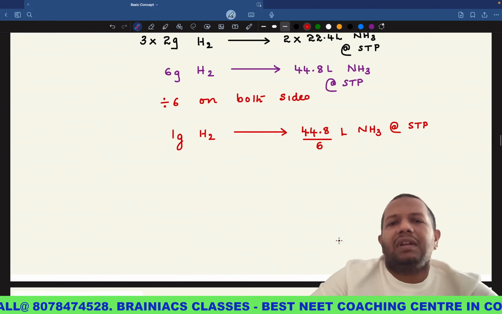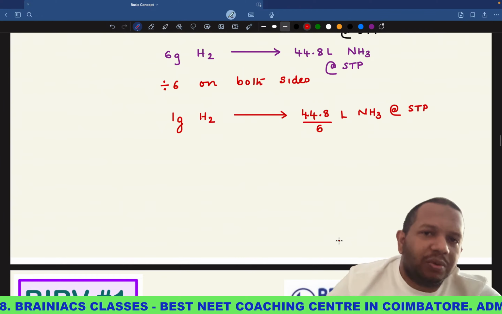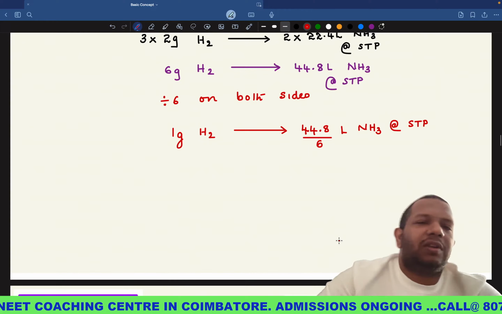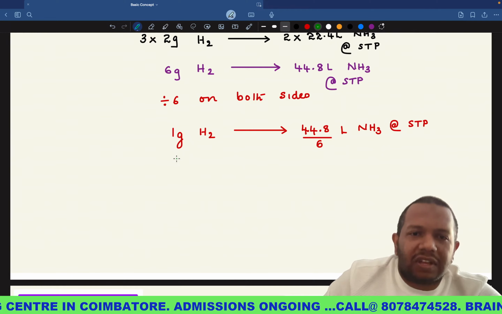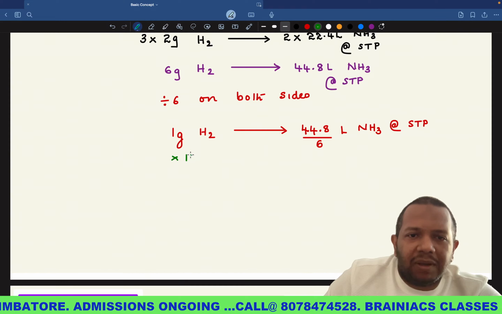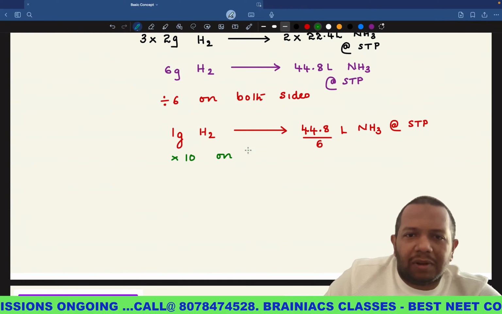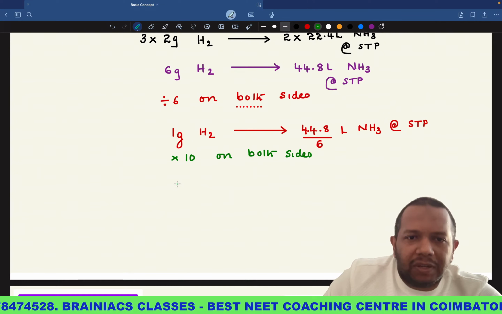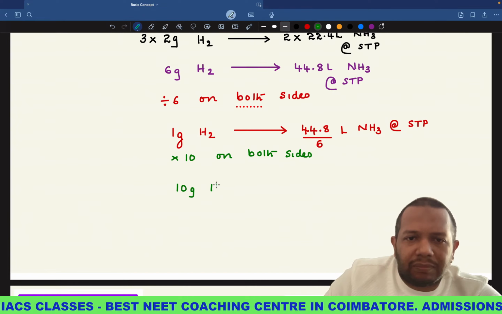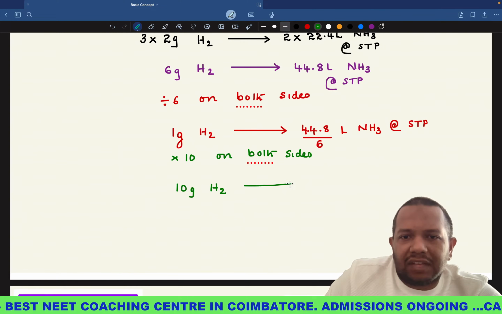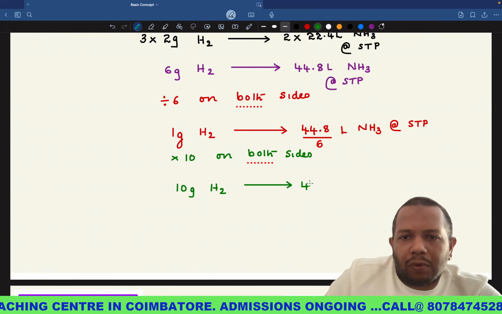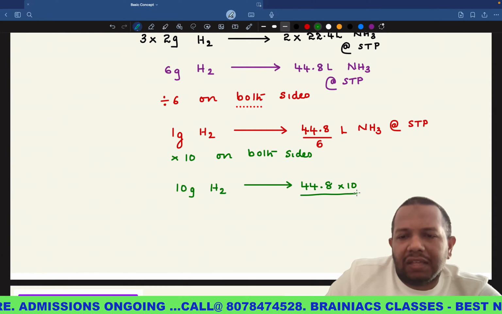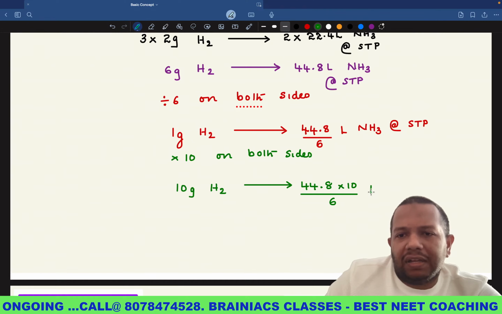Now tell me, sir, how many gram of hydrogen do you have? We have 10 gram hydrogen. So what you need to do? Multiply by 10 on both sides. Very simple. So divide by the same number, then multiply by the number you need on both sides. So this will become 10 gram hydrogen, and this can give you 44.8 into 10 by 6 liter ammonia.